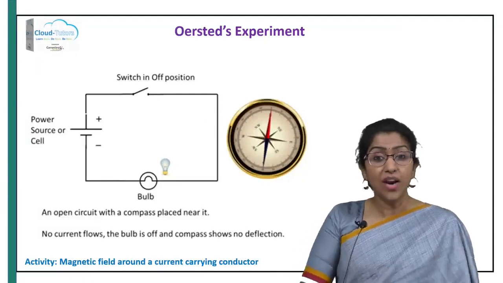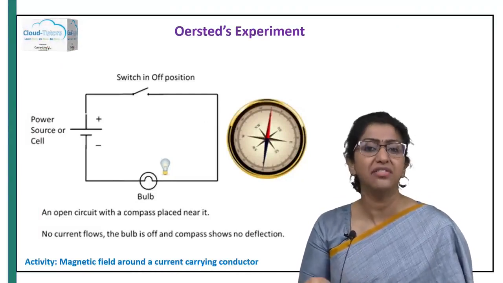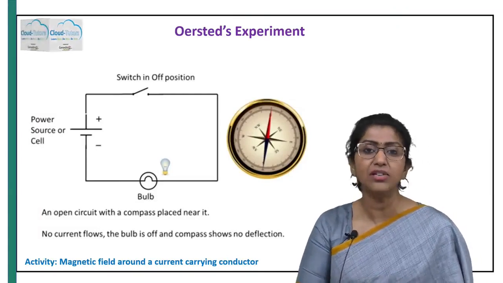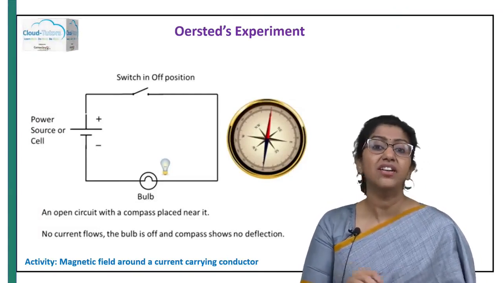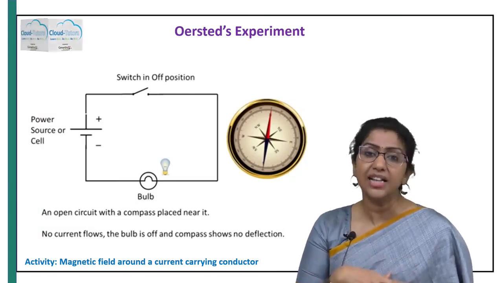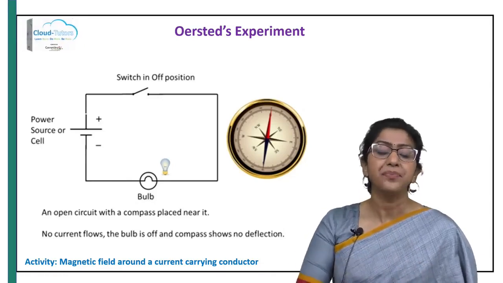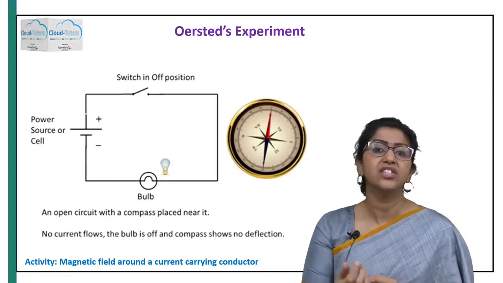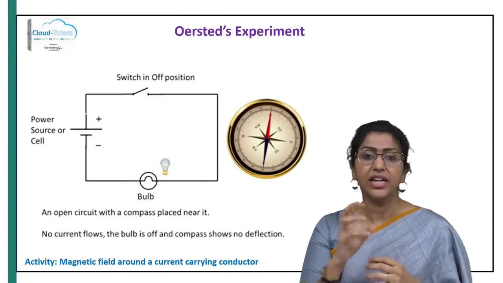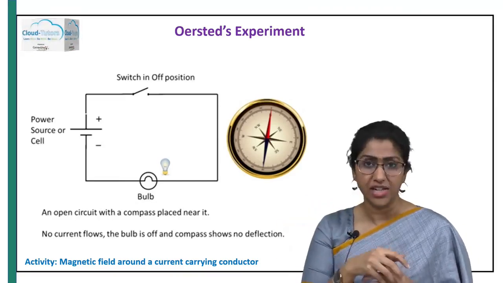Now, you saw what happened to the magnetic compass. You saw that it showed deflections as we moved it around the circuit, right? And when we reversed the direction of the current, the deflection also reversed. What does it tell us? It tells us that when we move the compass around, the deflection changed, and also when we reverse the direction of the current, the direction of the magnetic field also changed, correct?